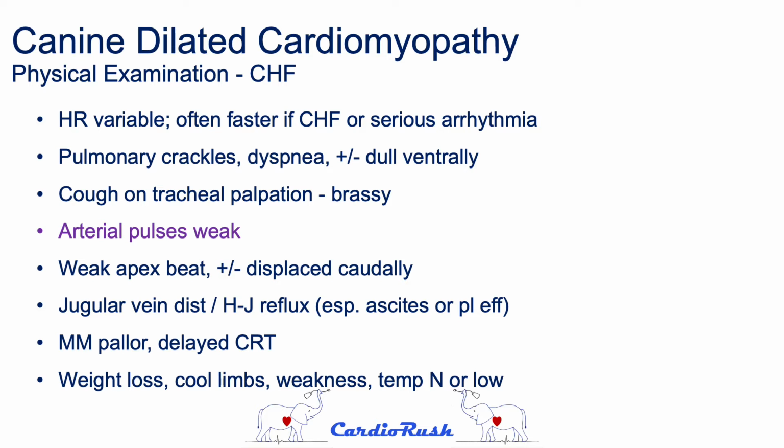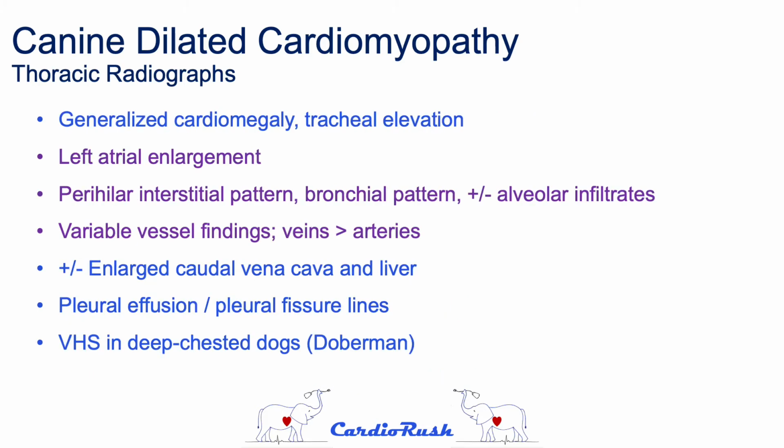Arterial pulses are classically weak due to a reduced stroke volume of the heart. The apex beat may be caudally displaced or slightly weaker than normal. And if there's ascites or pleural effusion, you may notice jugular vein distension, or there may be a positive hepatojugular reflux. Mucous membranes may be pale with delayed capillary refill time, especially if cardiogenic shock is developing. And in situations of cardiogenic shock, you may also see low body temperature, weakness, or cool limbs, especially peripherally.